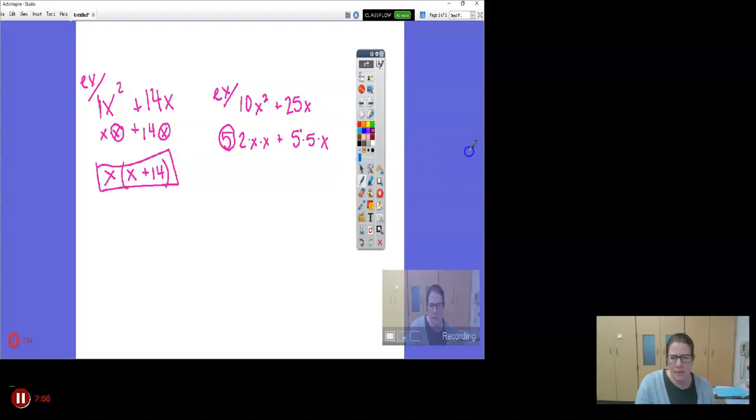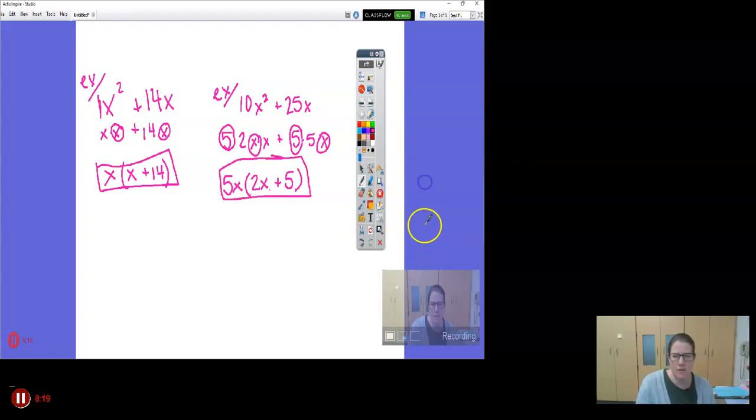Now the biggest number they both have in common is the 5. So I'm going to pull the 5, and also they have one x in common, so I'm going to pull the x. Nothing else here matches, and so these other things will have to stay inside the parentheses. So the 2x stays inside, and the 5 stays inside. So here is the factored form of 10x squared plus 25x. Again, quickly double check, make sure that if I were to multiply this back through, I would get the same thing that I started with, which it looks like we're okay there.